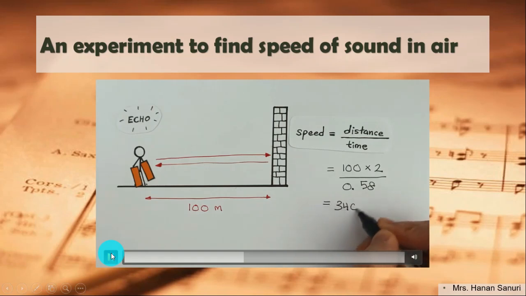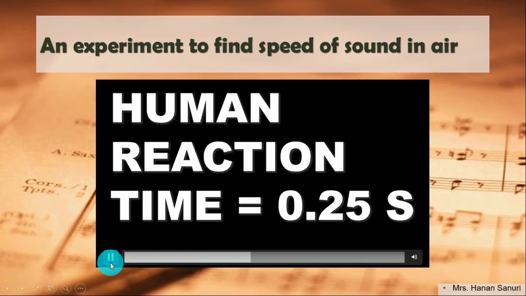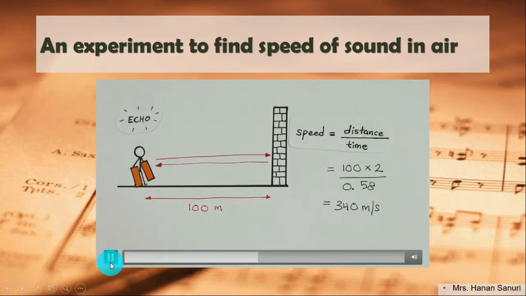The speed of sound. But the big problem is, human reaction time is 0.25 seconds on average. So how likely are we able to measure 0.58 seconds without any human error?